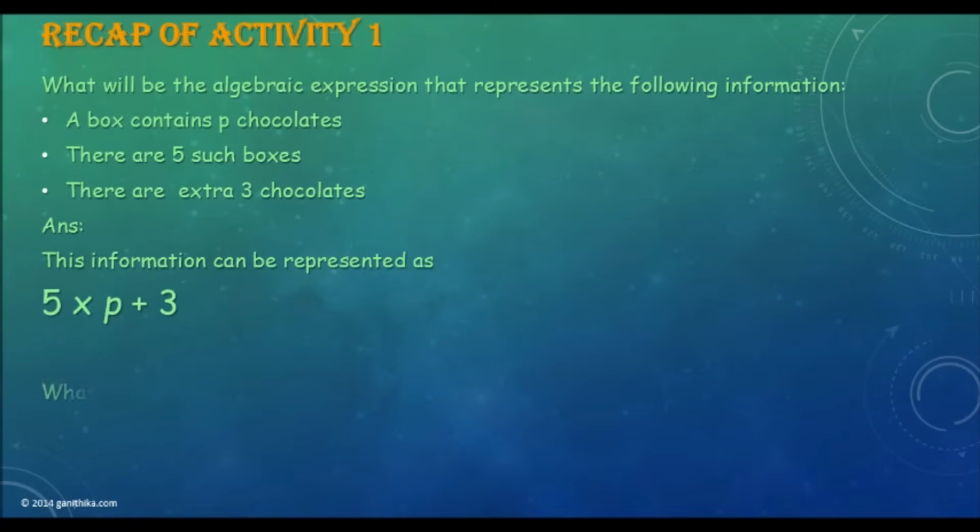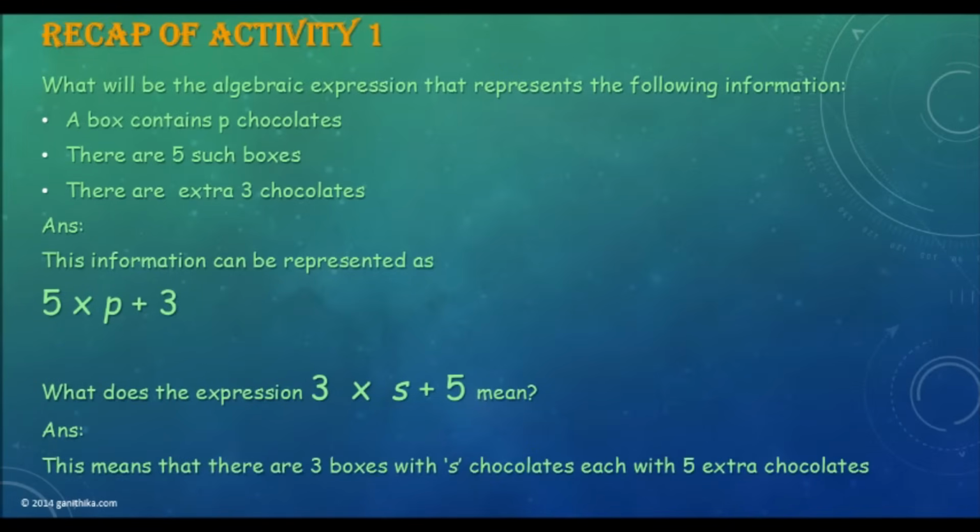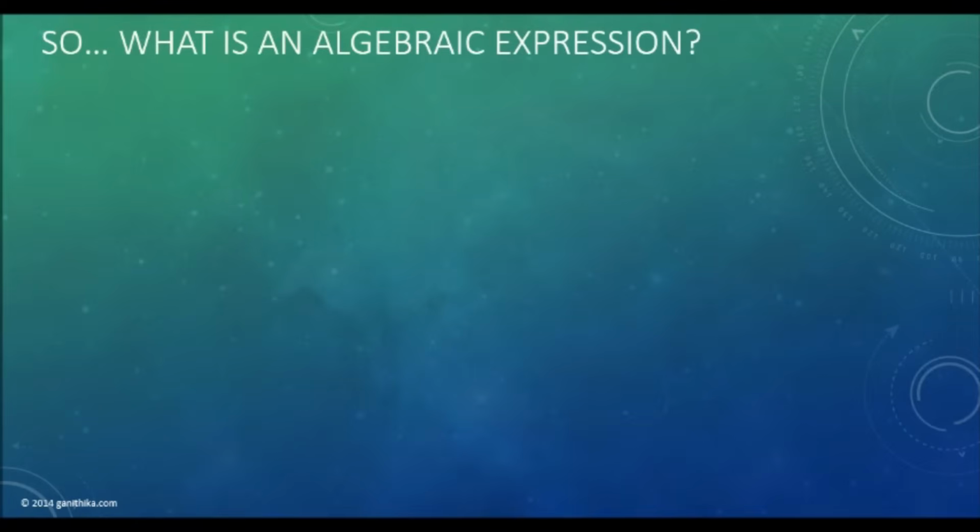Okay, let's try one more. What does the expression 3 times s plus 5 mean? Answer. This means that there are 3 boxes of s chocolates each with 5 extra chocolates. Good, great. So what is an algebraic expression?